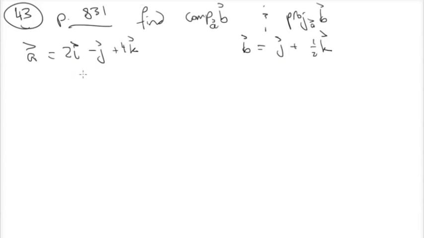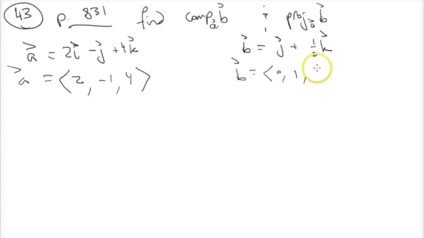Let's rewrite these vectors in terms of our bracket notation. We're just going to get the coefficients of each of the standard basis vectors. We have 2i, so we get a 2, negative 1j, that's a negative 1, and 4. Okay, so this is A. And for B, since there's no i written out, we have an implied 0 for the x component, then a 1 for the y component, the j component, and a 1/2 for the z component, because it's the coefficient of k. So now we can start applying our formula.